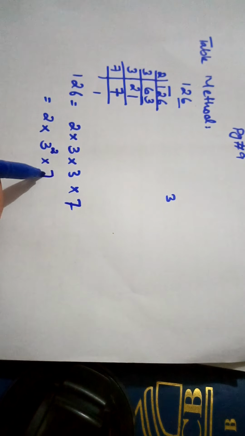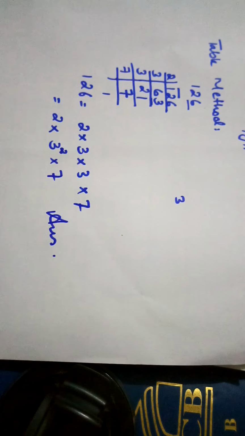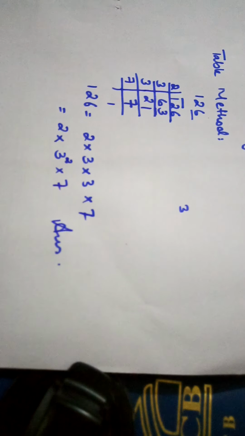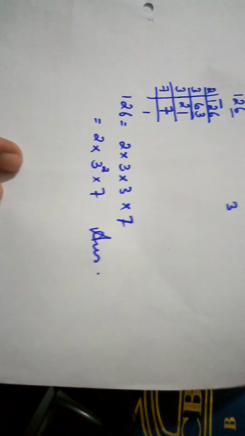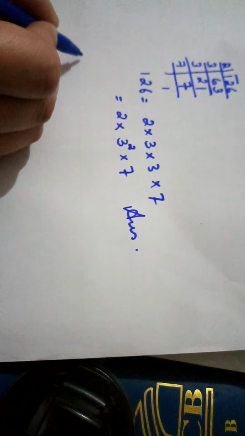Now there is left only one 7. This is your answer. Now this 126 is factorized using the table method. What is demanded in your assignment is that you also solve 126 by the tree method. You can also solve this question by the tree method using this listing method. Okay, tree method.